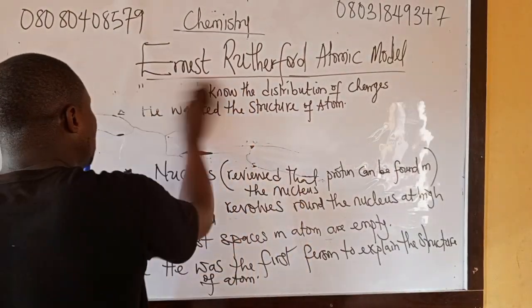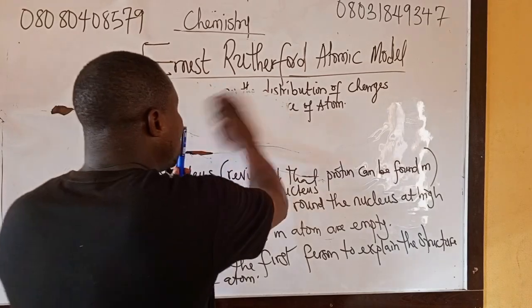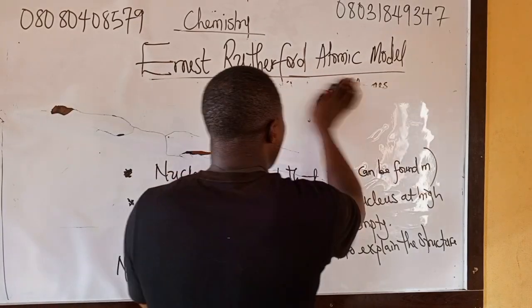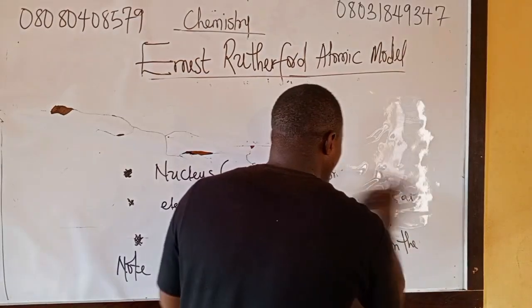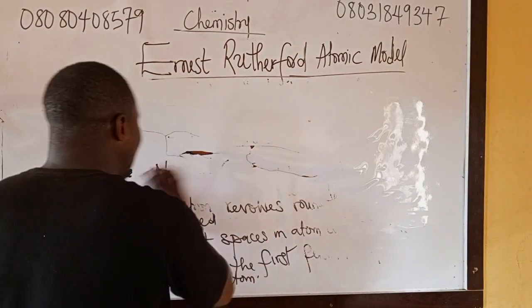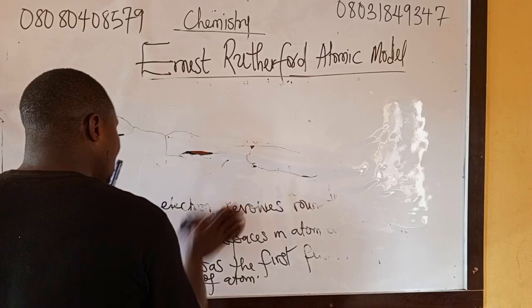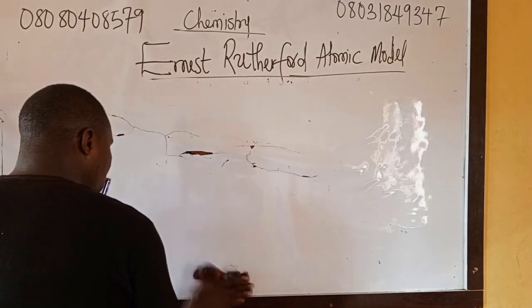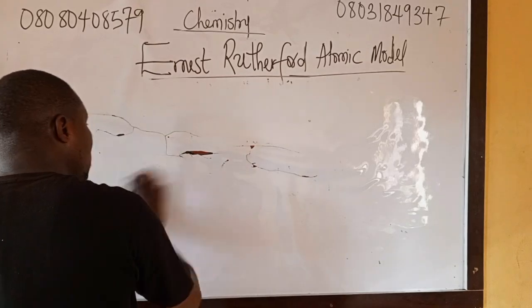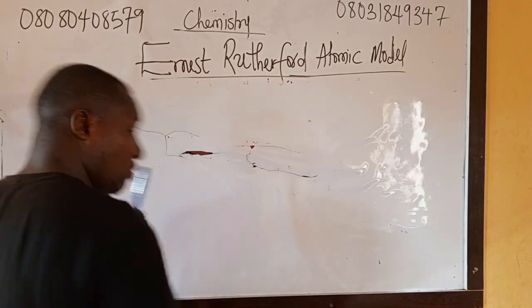Ernest Rutherford experiment. The experiment is known as the alpha scattering experiment. The experiment can be called alpha scattering experiment. JAM students, take note of that. 100 level students, take note of that. JUPEP students, take note of that. YS students, take note of that.